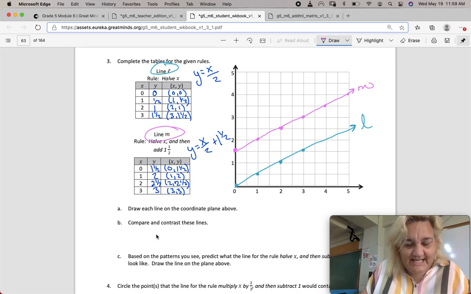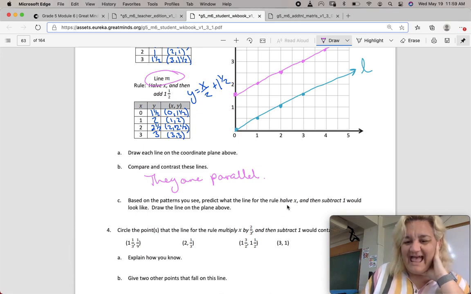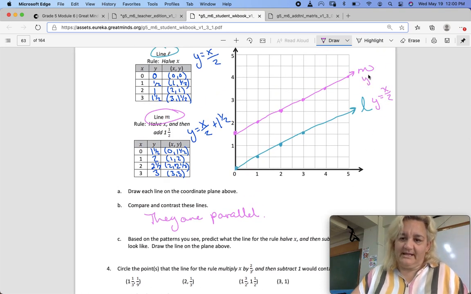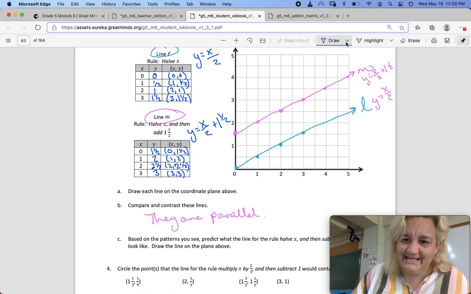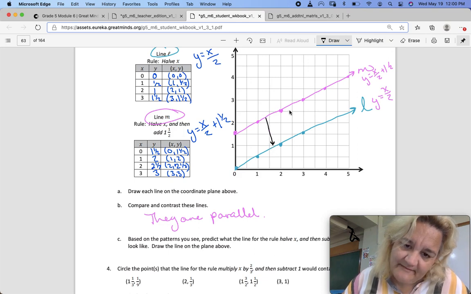Okay. Draw each line in the coordinate plane above. Good. Compare and contrast these lines. They are parallel. Good. Based on the patterns you see, predict what the lines for the rule half x and then subtract 1 would look like. So this line here is y equals x divided by 2. And this is y equals x divided by 2 plus 1.5. I'm going to switch to black for a second. This is actually 1.5 between these lines, right? So that distance is 1.5.